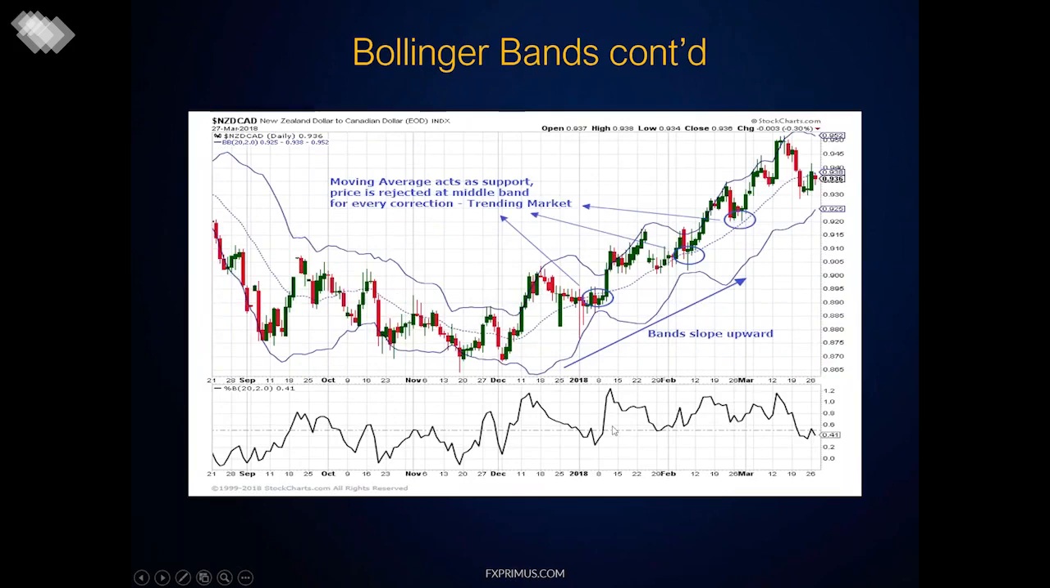Now, this is an example of a trending market. What we will see here is that the bands are sloping upwards. We will also see the moving average in the middle, over here and over here and over here, three different points, acting like a dynamic support. So we'll see an up move, a correction, then another move, a correction, another move and correction until this breaks and the trend is changing.